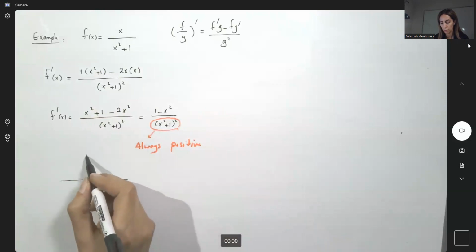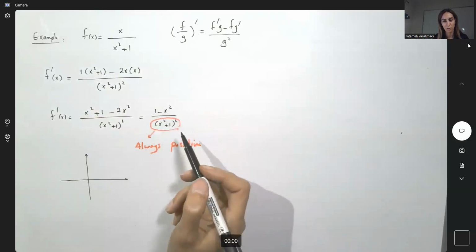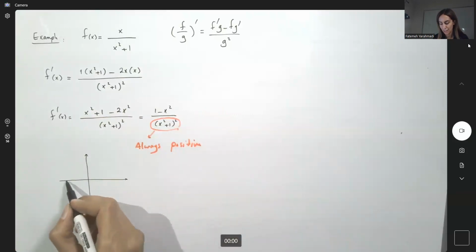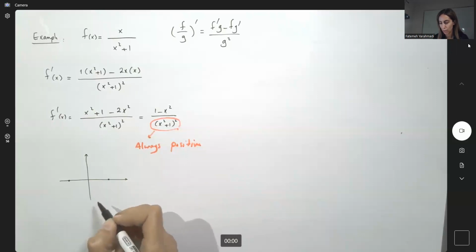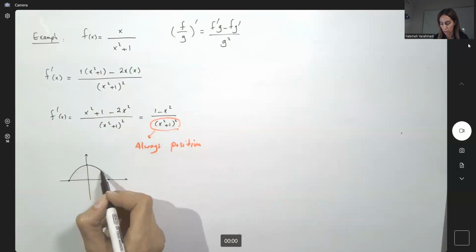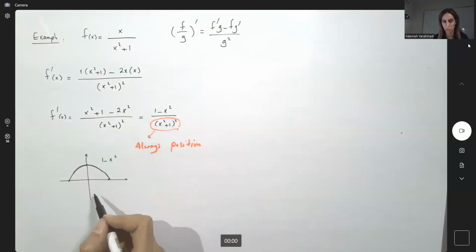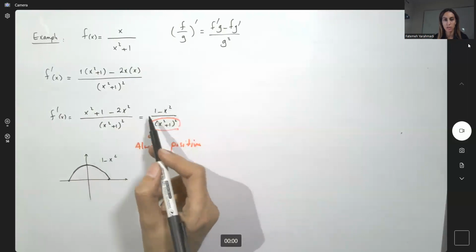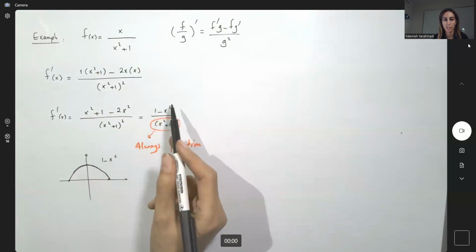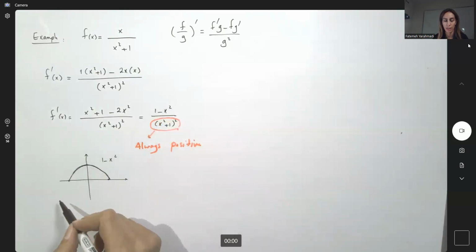1 minus x squared is a quadratic function. Well, if you set it equal to 0, it passes the graph at negative 1 and 1, and if x is equal to 0, it is 1. So the behavior of the 1 minus x squared is like this. So what's the meaning of the sign of 1 minus x squared? The sign of 1 minus x squared is where your y value is positive or negative.